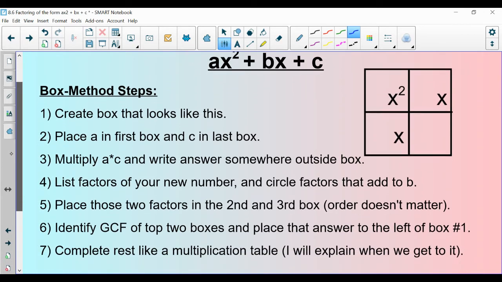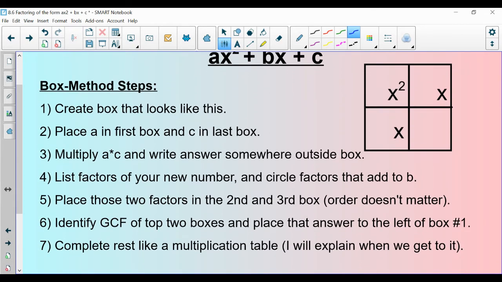I do have a guided notes worksheet available on Schoology. Please take a second to grab that. It's going to have the 6 examples that we're going to do today and these directions on it already. So step 1 says to create the box that looks like this. It's going to have x squared in the first box. I'm going to refer to this box as the first box. And then the second and third box have x's in them, and the last box doesn't have any x or any variable.